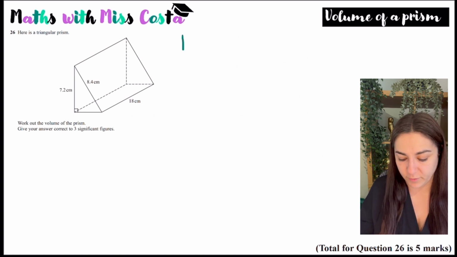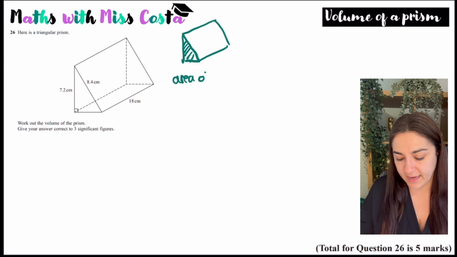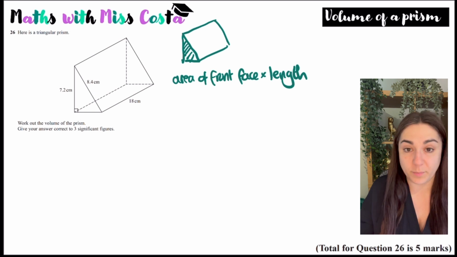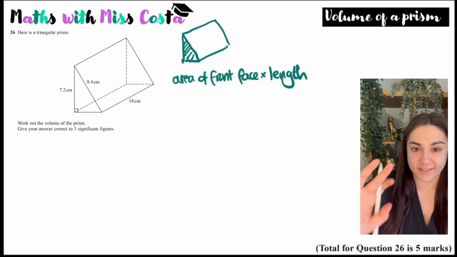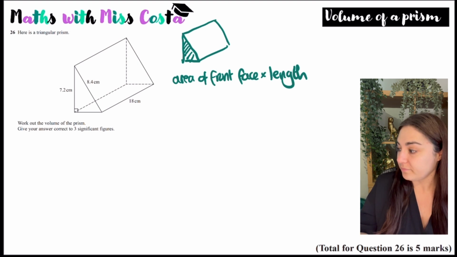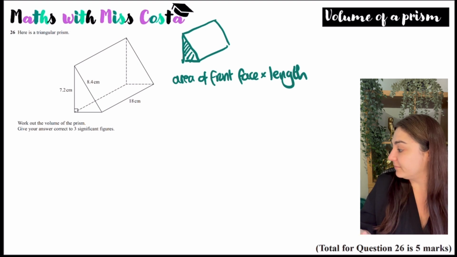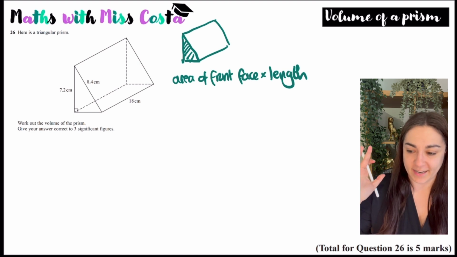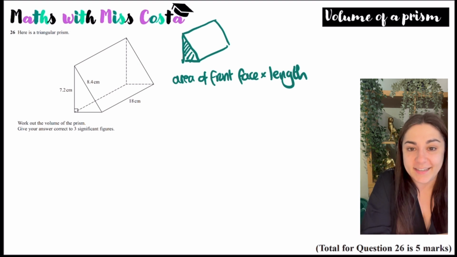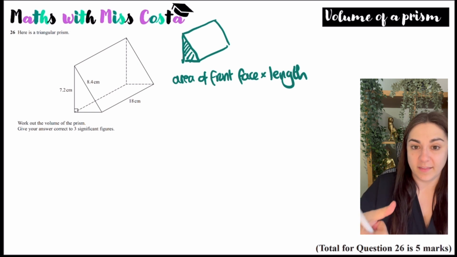Now, to work out the volume of any prism, whatever the shape is at the front, you can just work out the area of the front face and times it by the length. So that is the formula for any prism, and a prism is just a 3D solid that has a constant cross section. So it's like a Colin the Caterpillar birthday cake that has, however you slice it, it's going to give you the same shape.